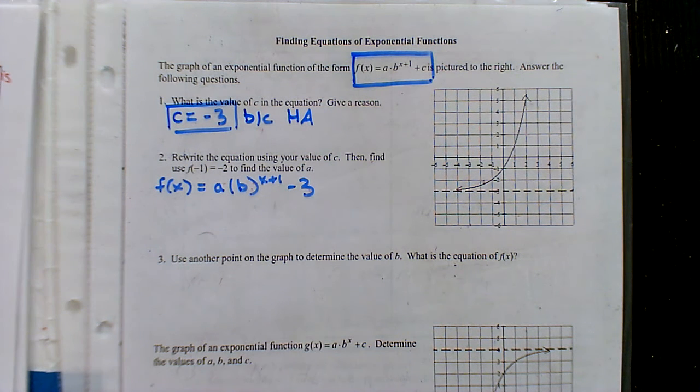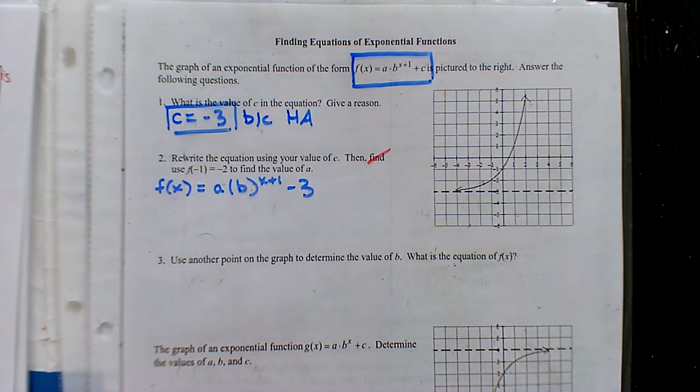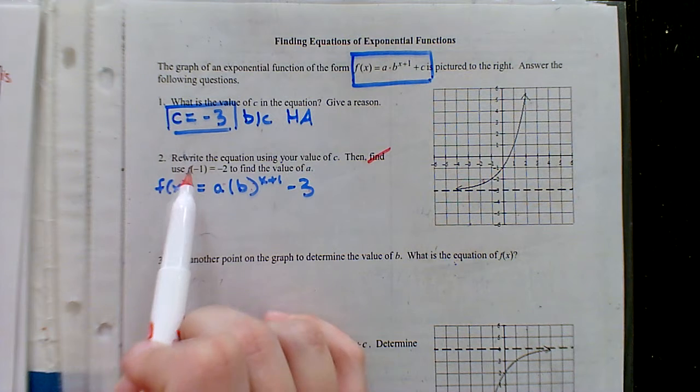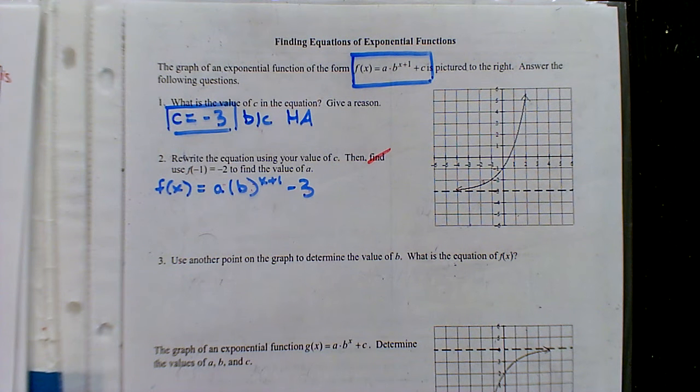All right, let's check out number 2. We already rewrote the equation. Then use, you can cross out that word "find," little typo, use f of -1 equals -2 to find the value of a. So what's that telling us? What's that -1 represent? What's that -2 represent? How can we use those to find a? Do you remember our function notation?